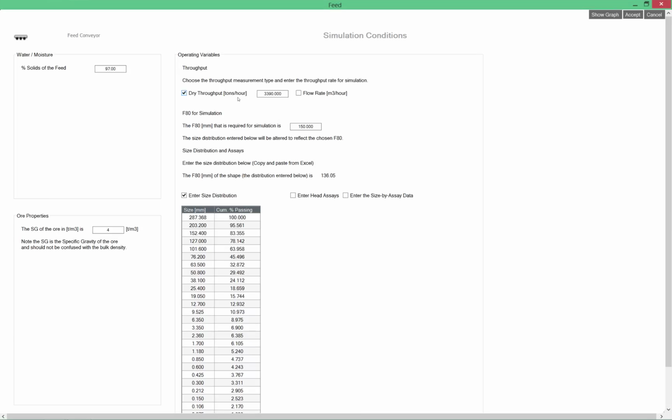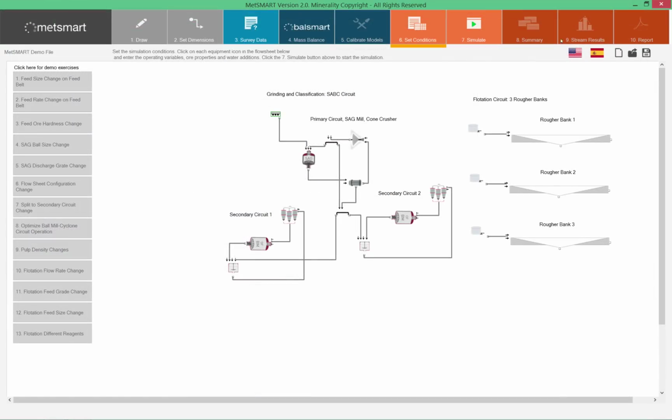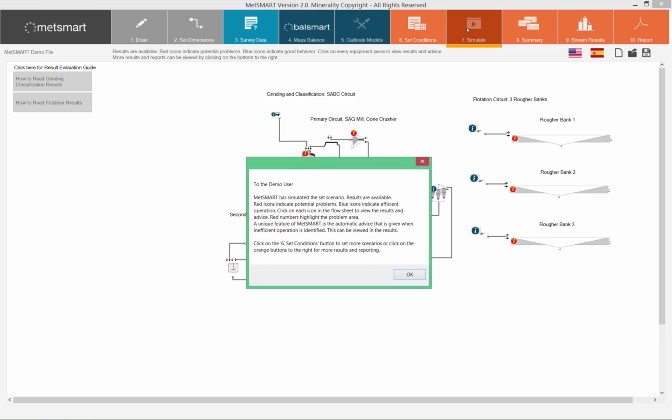So up here I can see that my dry throughput is currently 3,390 tons per hour. However, if I am forced to reduce the throughput, what will happen on my plant? So after setting the scenario, I click on Simulate and results are available.